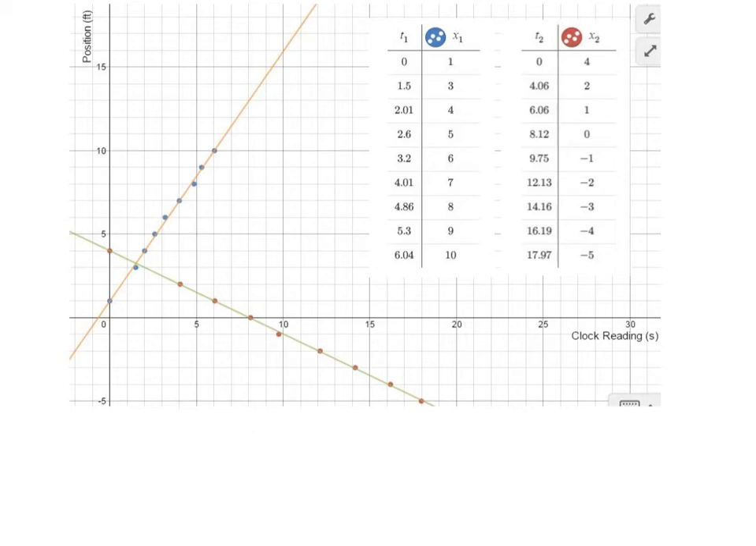In addition, you see the values for the vertical intercept for the blue car is 1 and for the red car is 4. This corresponds exactly to their starting positions. And in fact, that's what the vertical intercept on a position versus time graph means. This is the initial position of the red car, and this is the initial position of the blue car.